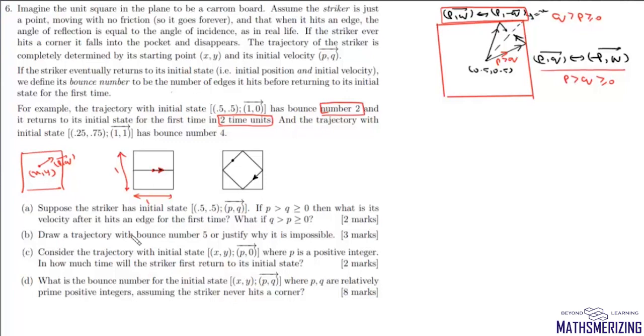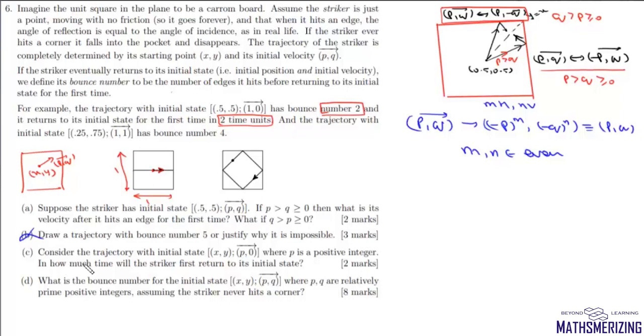Now question number B is, draw a trajectory with bounce number of 5 or justify why it is impossible. Now we know that after any bounce, only one of the components will change. So if the initial state is (p, q), then after say m horizontal reflections and n vertical reflections, its velocity will be ((-1)^m p, (-1)^n q). Now it should be equal to (p, q). It'll be the same as (p, q) when both m and n are even numbers. So if m and n are even numbers, then the bounce number cannot be an odd number. So a bounce number of 5 is not possible.